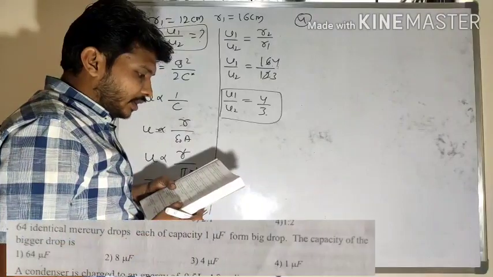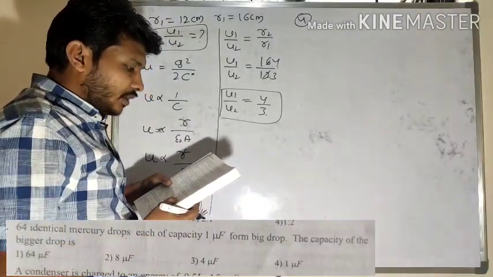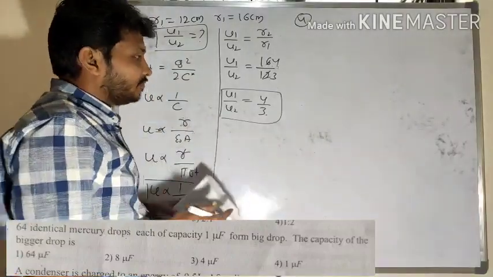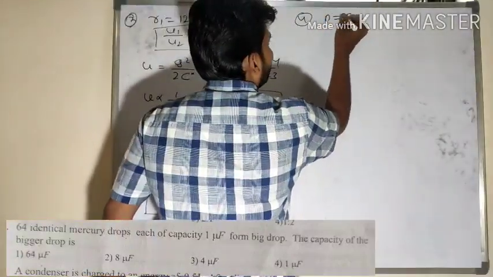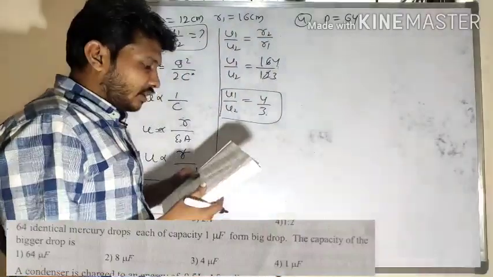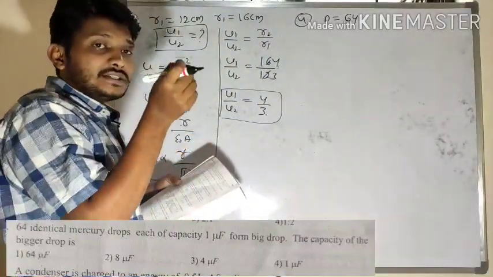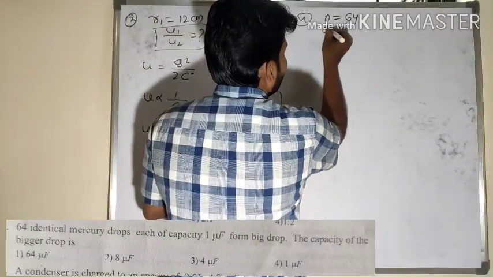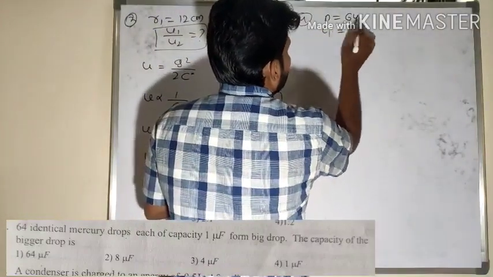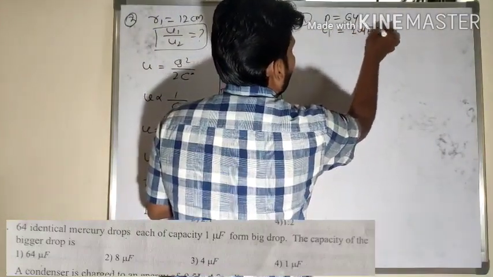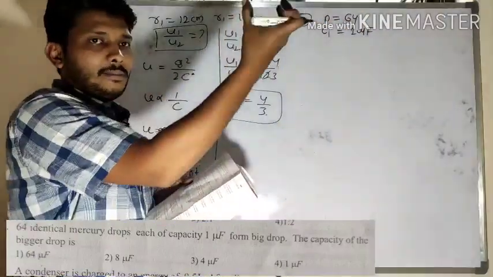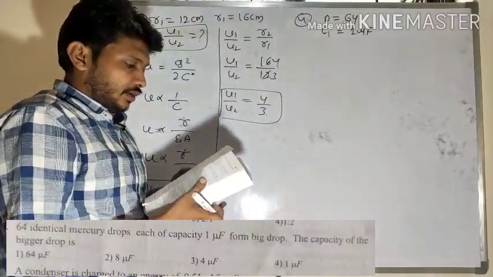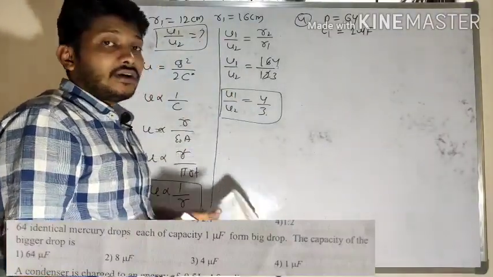64 identical mercury drops, each of capacity 1 microfarad, combine to form a bigger drop. How many identical drops are there? 64 identical drops, each with a value of 1 microfarad, combined to form a bigger drop. N number of identical liquid drops combine to form a bigger drop. Then the capacity of the bigger drop.